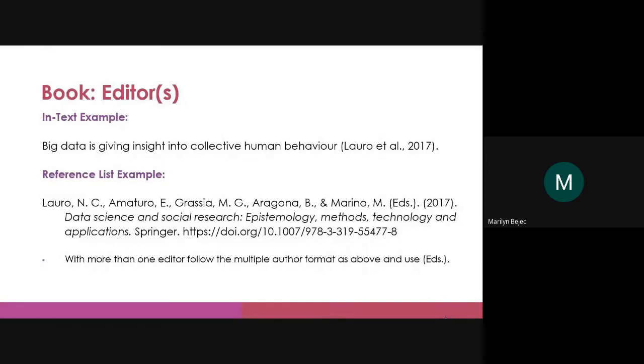Book with editors. In text, you have here the direct quotation, and then you have to write the editor's name or names first, followed by et al., and then comma, and then the year in parentheses. In the reference list, with more than one editor, follow the multiple author format above and use the same for editors. So you have to write the surname of the editors, followed by their initials, and then the title of the book in italic, and then the publisher, and then the DOI or the URL.